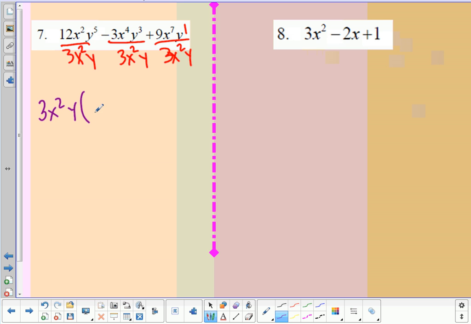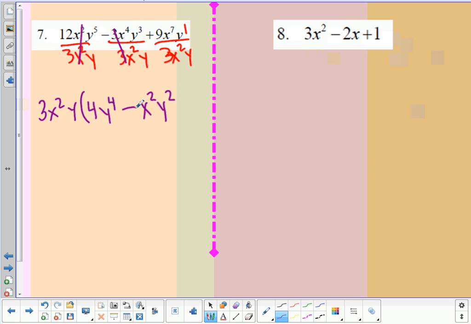12 divided by 3 is 4. X squared over x squared goes away. Y to the 5th over y is y to the 4th. Then 3 divided by 3 cancels. X to the 4th over x squared is x squared. Y to the 3rd over y, 3 minus 1 gives me 2.